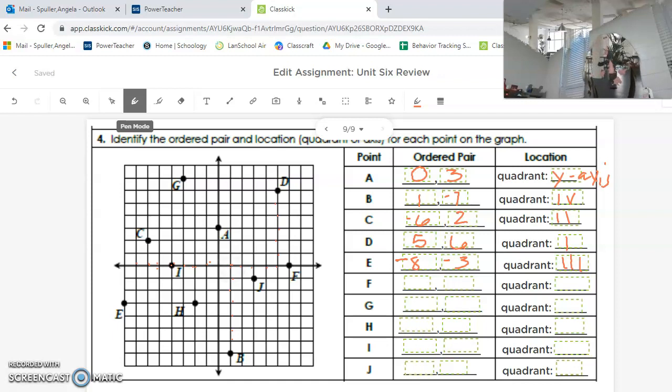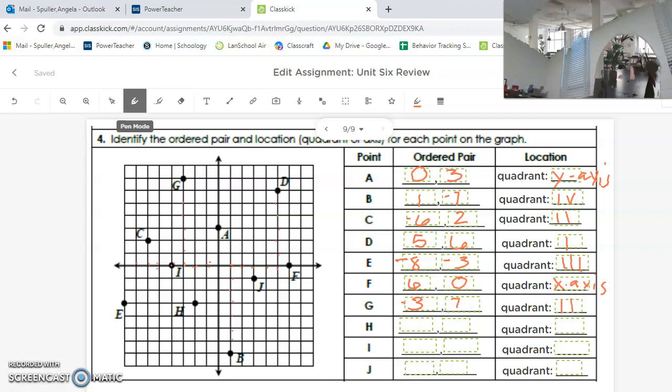F, going over 1, 2, 3, 4, 5, 6. 0, going up, x-axis. G, okay, we went over 1, 2, 3, so I went over negative 3. 1, 2, 3, 4, 5, 6, 7, up 7. And this is in quadrant 2.